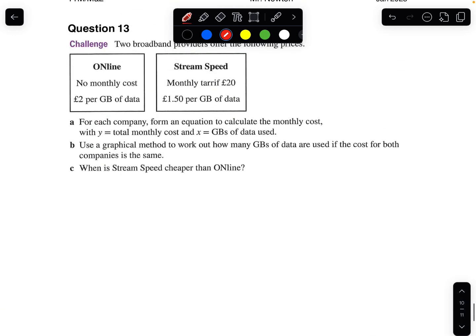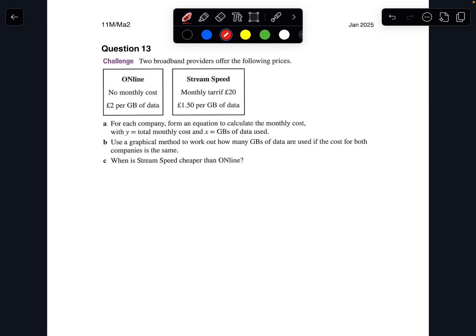One last question. Two broadband providers offer the same tariffs. No monthly cost, £2 per gigabyte of data. Monthly tariff £20, £1.50 per gigabyte of data. So y is total monthly cost. So for online, it's going to be y is equal to 2x, and for stream speed, it's going to be y is equal to 1.50x plus 20. Obviously, you don't need to write 1.50.